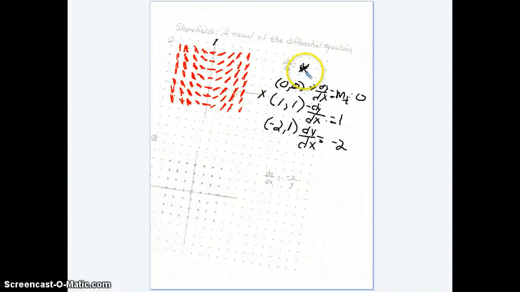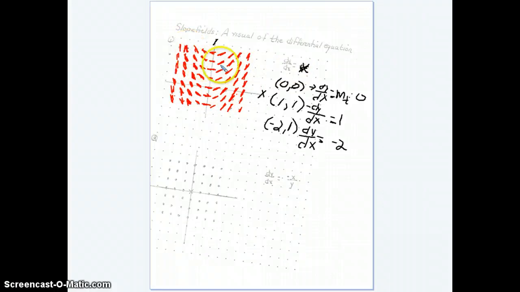Which means if I were to solve this differential equation, I should get a family of parabolas where the vertex, because that's where the zero tangent is, is along the y-axis. And we'll talk more about solving this differential equation next class. We're not going to do that now. All I want you to work on today is the sketching of the slope field.